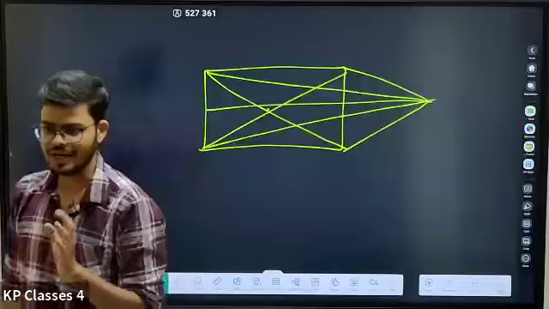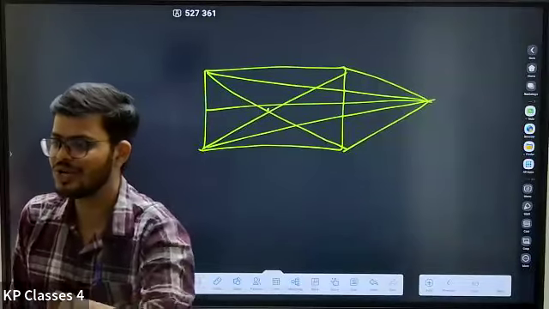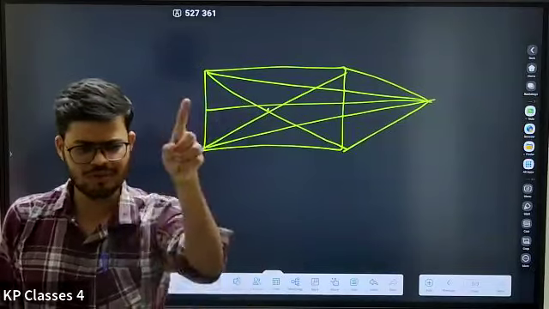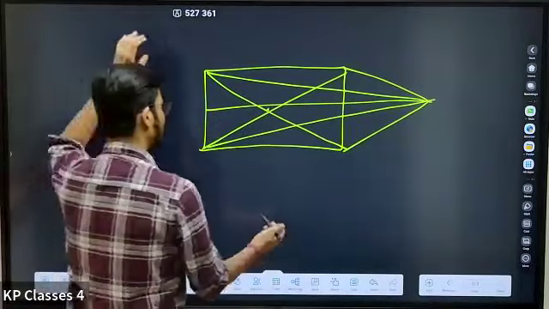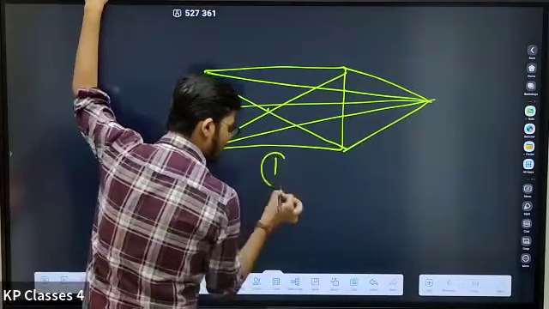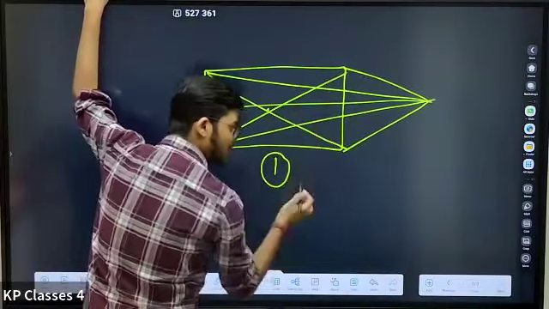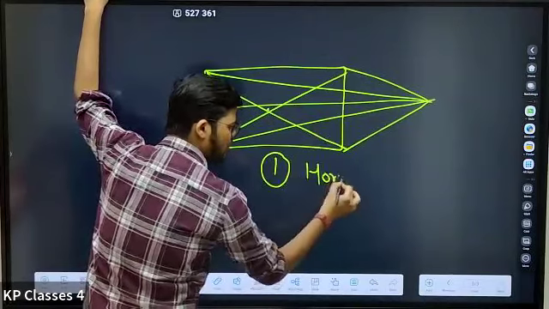Now, if you are getting a figure like this, and the question reads that we need to find out how many straight lines are there, and if we count it like this 1, 2, 3, 4, 5, it can confuse us. So what is one thing that we need to keep in mind whenever we are counting these straight lines? We will divide these lines into three parts. The one is going to be our horizontal lines. We will denote it by H, horizontal lines.